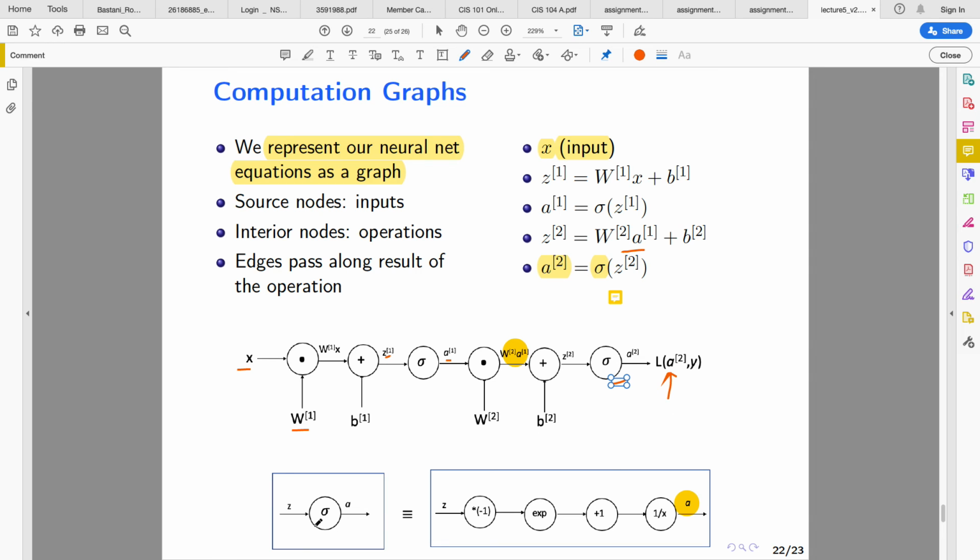Okay, so this is a simplified representation of what a sigmoid actually does. The sigmoid function can also be represented as a computational graph.